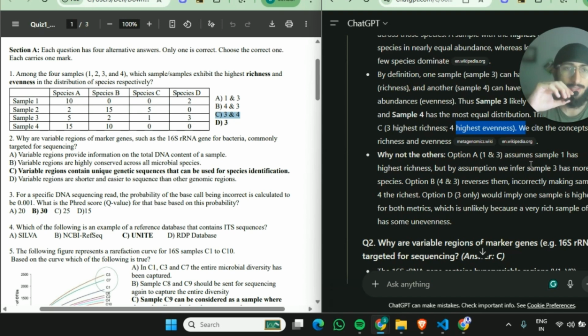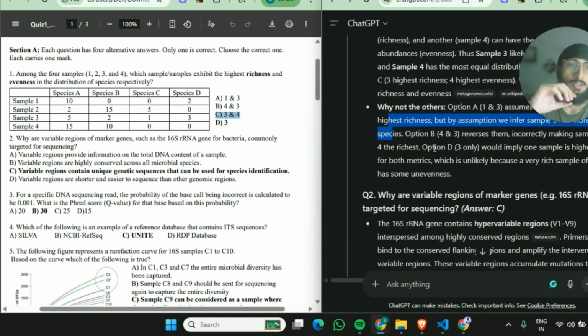Why not the others? Option A, 1 and 3, assumes sample 1 has highest richness, but by assumption we infer sample 3 has more species. Only one sample is highest for both metrics.